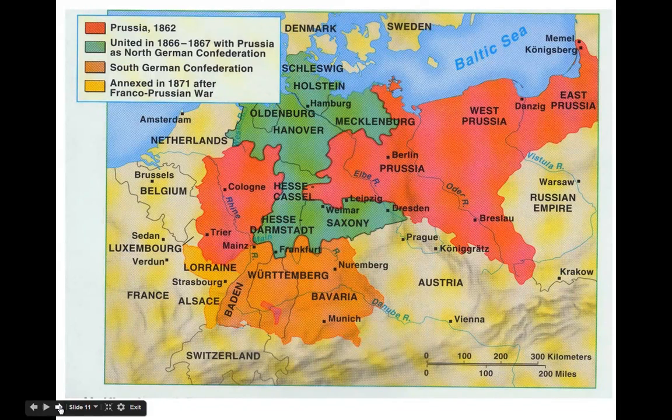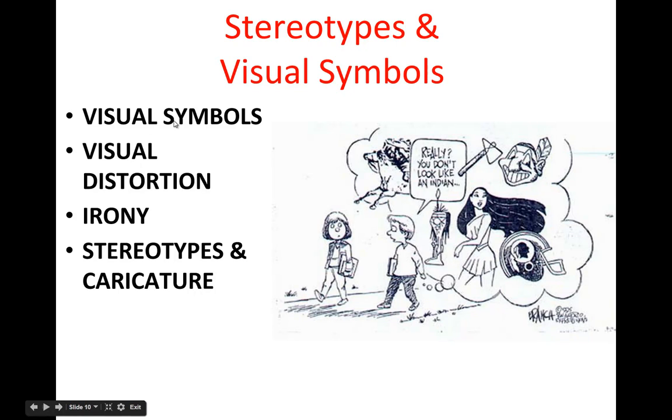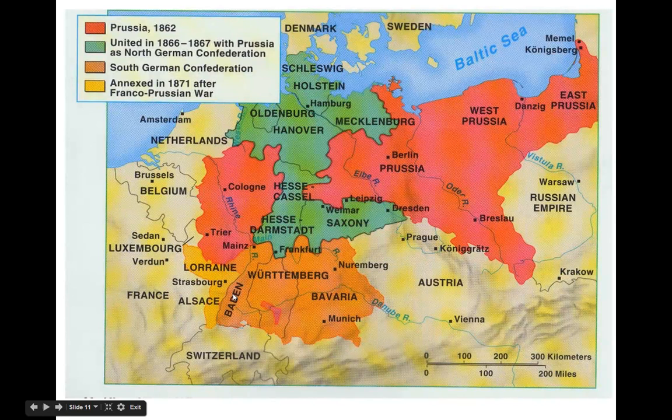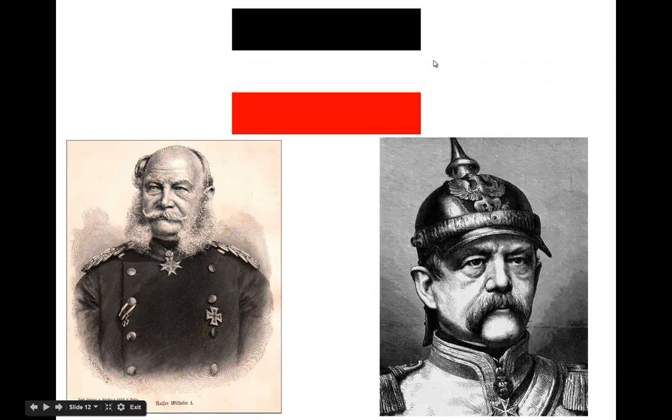But what I want you to do is think about those ideas. Let me go back to here. The ideas about symbols, distortion, irony, and stereotypes. I want you to see if you can create one cartoon for all of your group about a newly unified Germany. One of the things you may want to use is the German flag. Although Germany's flag today looks different, this would be the flag that you could use.